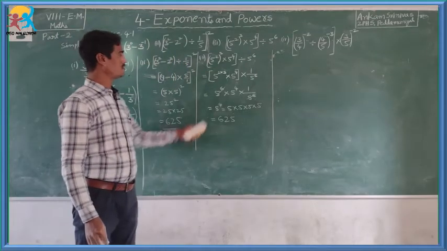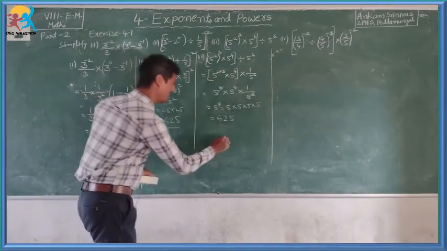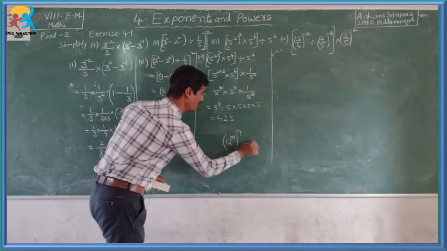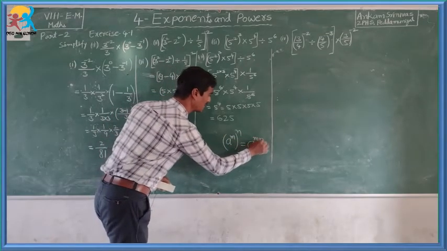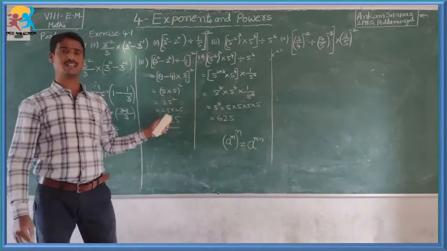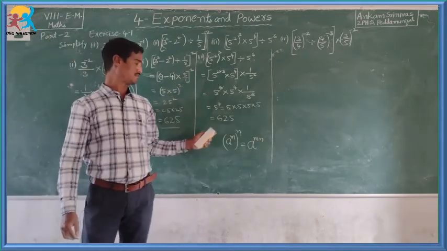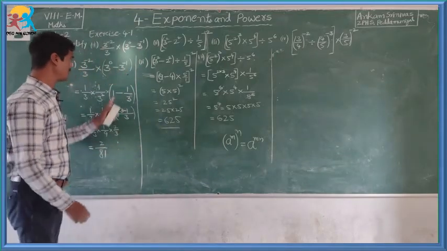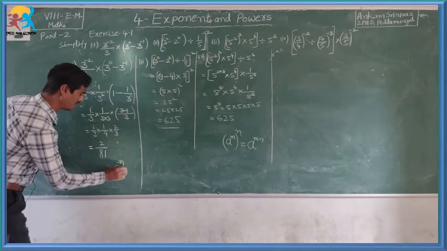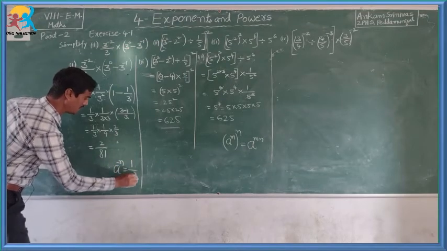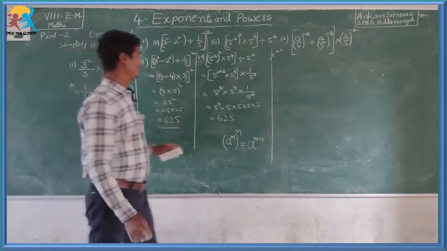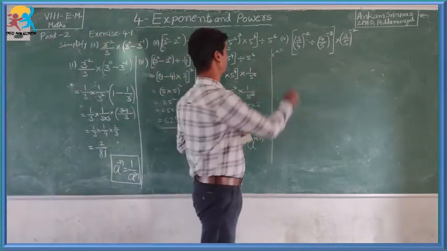So which formula was used here? A power m whole power n equal to a power mn. You have to write the formula where necessary. Here we also used a power minus n equal to 1 by a power n. So dear children, last question.